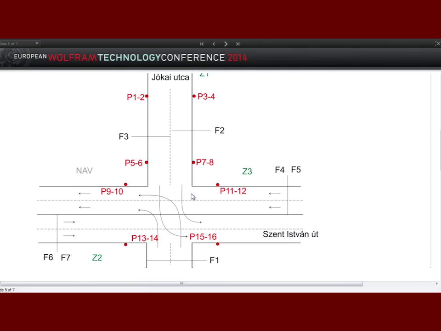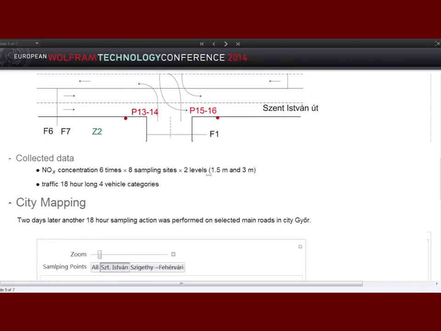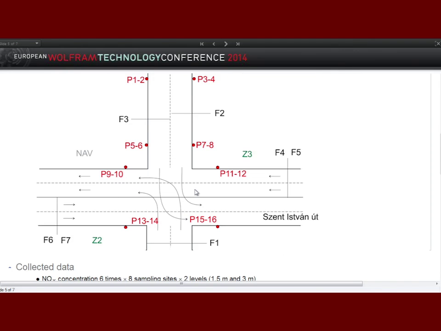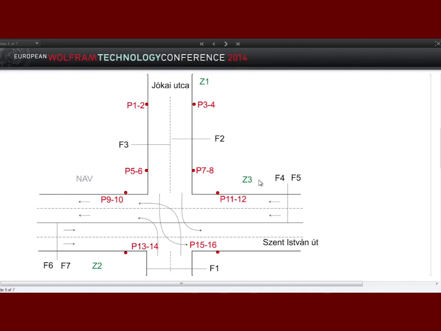So it is hard to follow how the air moves in the canyon. So it's better not to have any at first. And we had air sampling points with the red P something numbers. They are coupled because we used two elevations, 1.5 meters and 3 meters. And we counted traffic manually, of course, with a lot of students involved, and also measured noise. The green Zs are the noise measurement points.